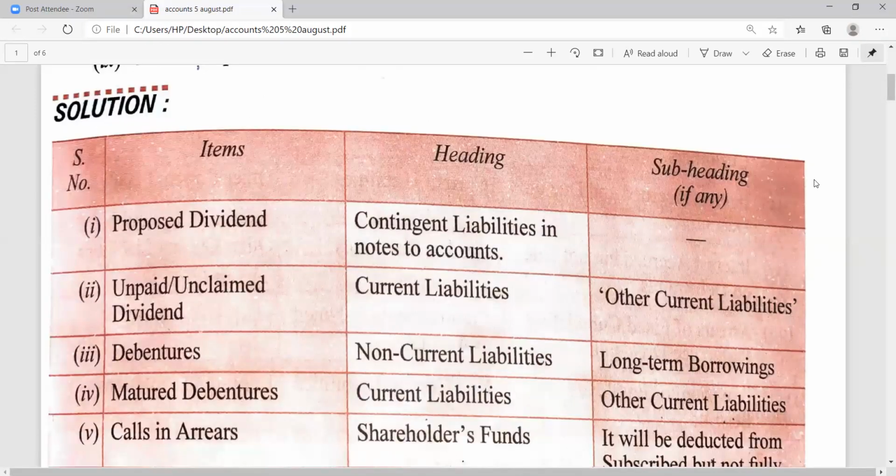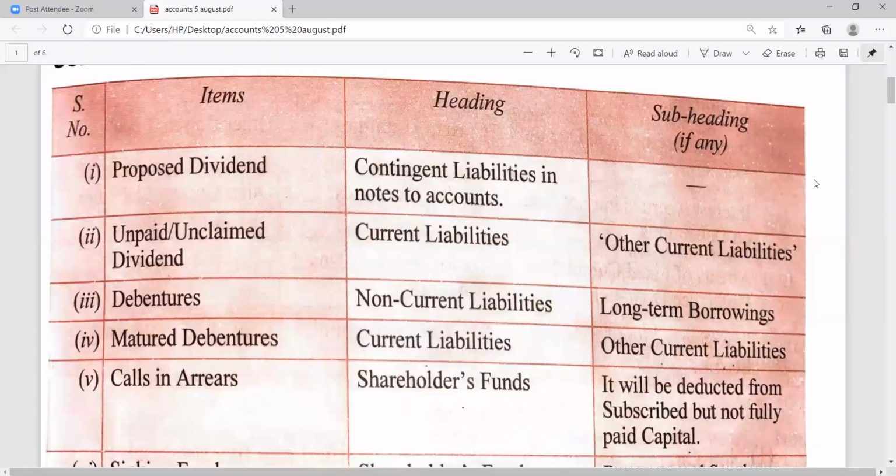It will be very clear to those students who studied the format of the company's balance sheet twice or thrice and prepared the notes in their fair notebook. Only those students can tell, because they will become so familiar with all the headings as well as subheadings of the company's balance sheet. Next is the unpaid or unclaimed dividend. It is given under the heading of current liability and subheading of other current liabilities. Debentures are a non-current liability, and they are given under the subheading of long-term borrowings. Matured debentures are also current liabilities and given under the subheading of other current liabilities.